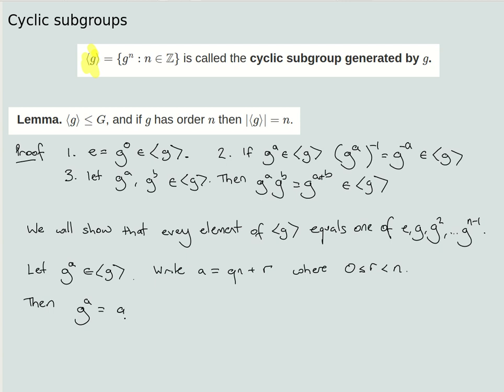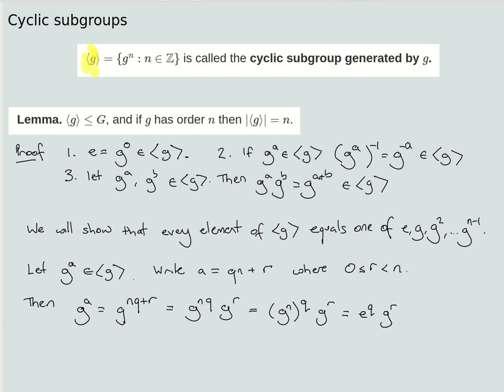That is the same as g to the, I'm going to write it as n times q plus r. Let's use our exponent rules. That's g to the nq times g to the r. I'm going to use my exponent rules again. That's g to the n, to the q, times g to the r. But n was the order of g, so g to the n is the identity. So what you've got here is the identity to the power q times g to the r.